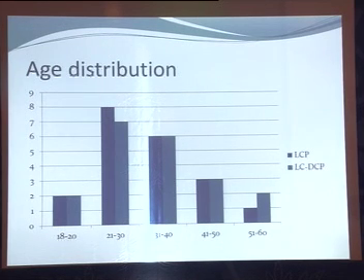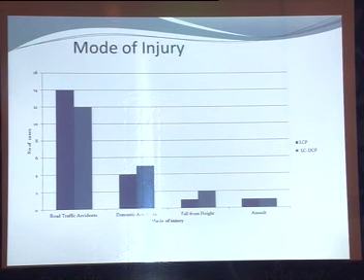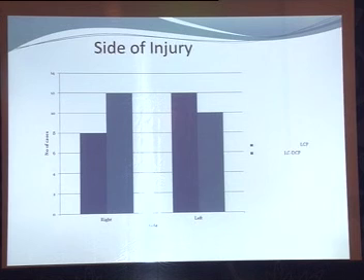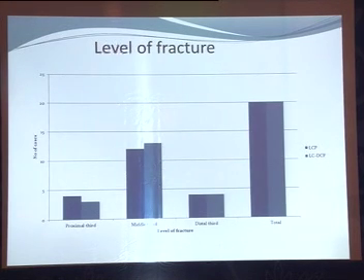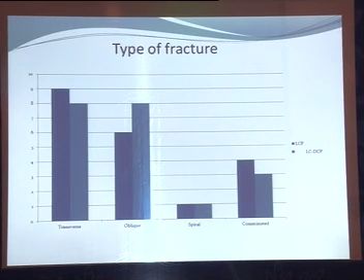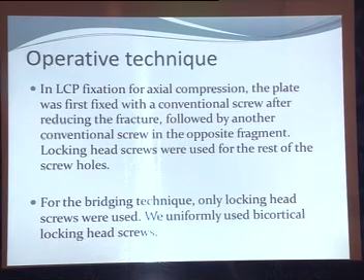The dark blue bar on the left side denotes the LCP fixation, and the light blue bar on the right side denotes the LC-DCP. The mode of injury in most of the cases in both the groups is road traffic accidents. Both the sides are equally involved in both the groups. The level of fractures is mostly at the mid-level, and the type of fractures, most of them are transverse and oblique. Then the standard principles of fixation have been followed.